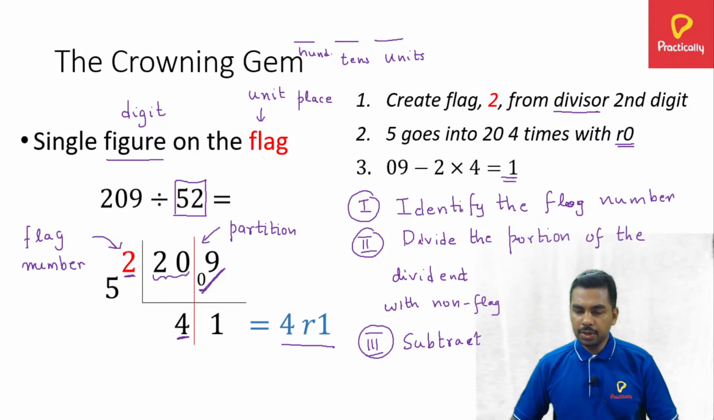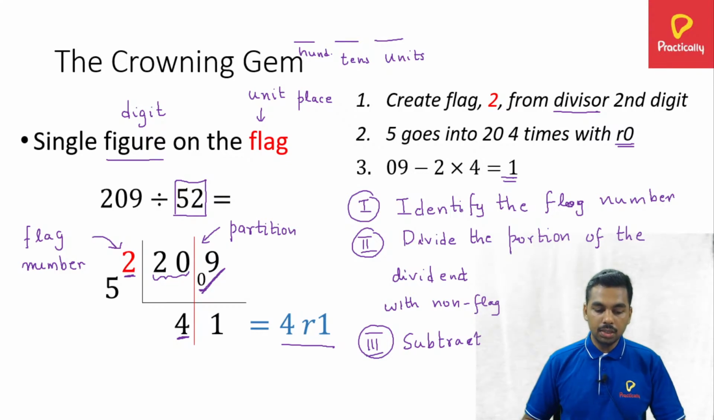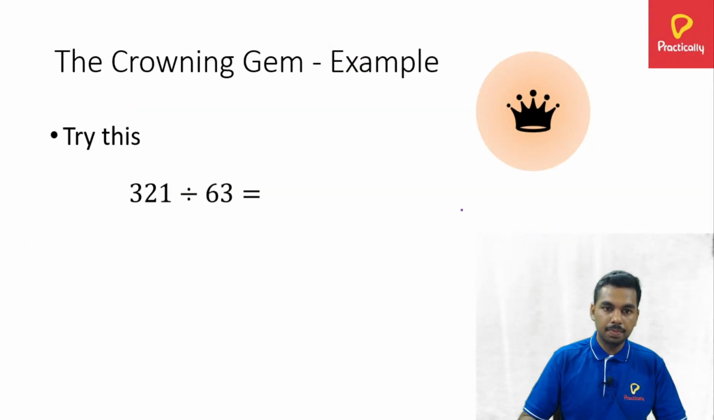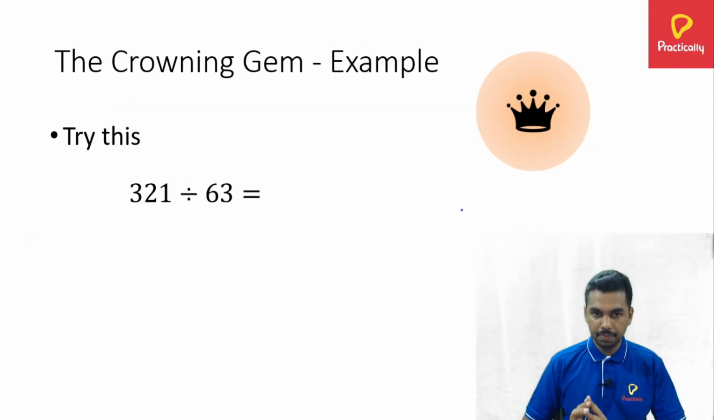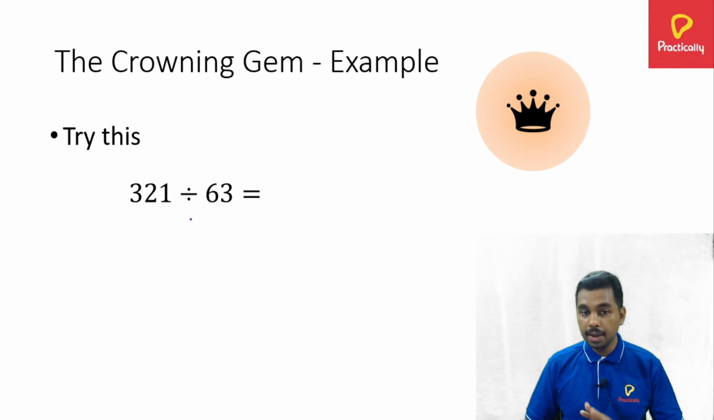Alright. If it is still not clear, we are going to consider a second example, and here it is going to be much clearer. All of you can try this. You can write this problem in your notebook. What is 321 divided by 63? Again, it's a 3-digit number divided by a 2-digit number, so you can apply whichever method you like, the method that I showed in the first slide, or the crowning gem method.